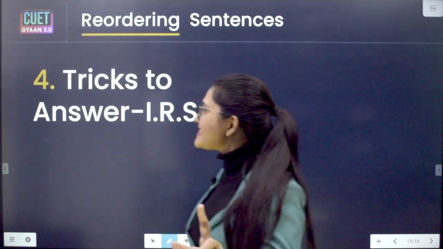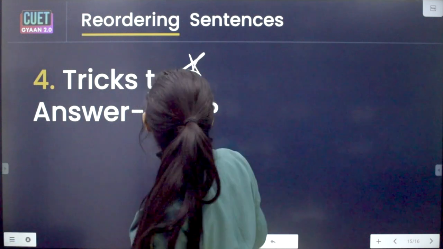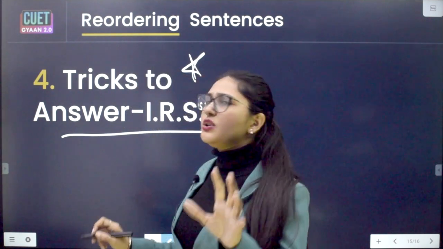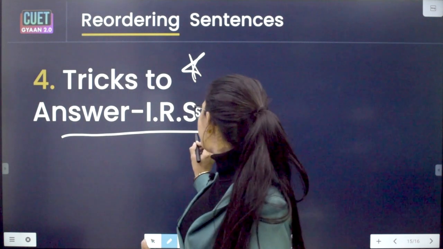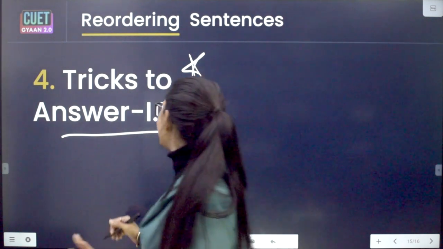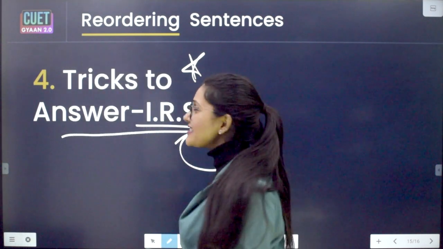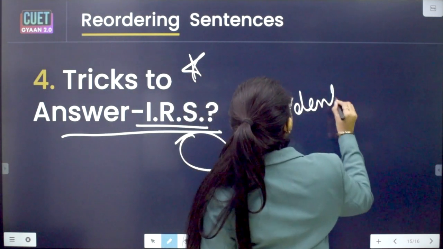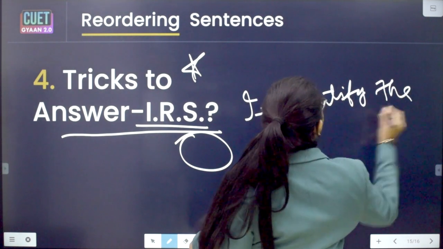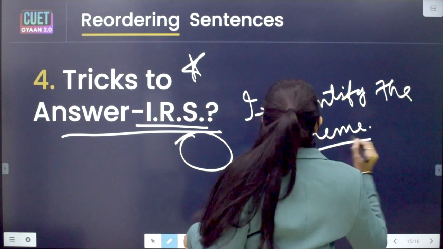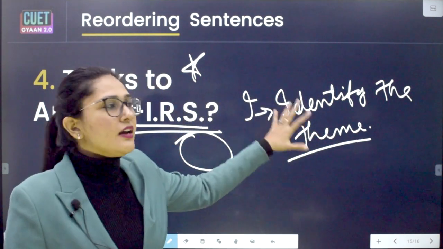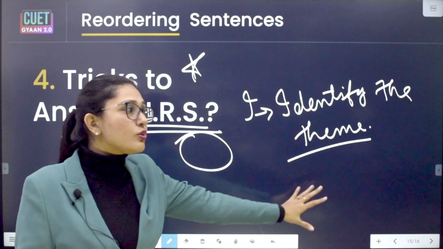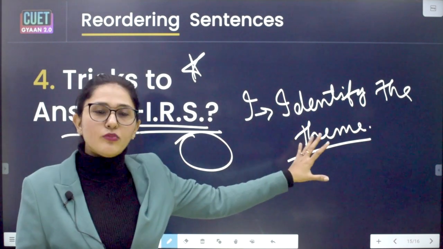Now moving further, the most important section of my presentation will be these tricks. And trust me, if you implement these tricks, you will be able to crack this section of your examination just like that. The trick is IRS. No, it's not Indian Railway Services. I stands for identify the theme. You are supposed to identify the themes, which belong to the paragraph. They will be given in the paragraph only. If you're reading the paragraph, you will get to know the centrality, or the theme, of the particular paragraph.